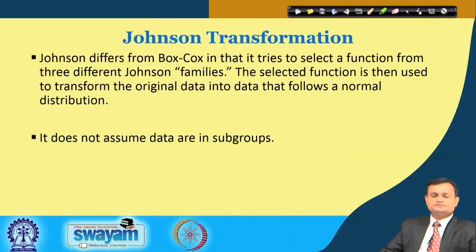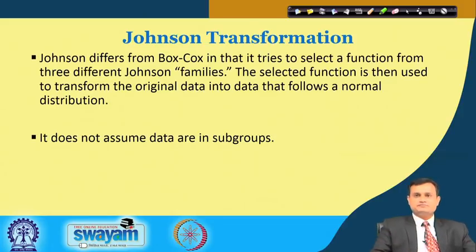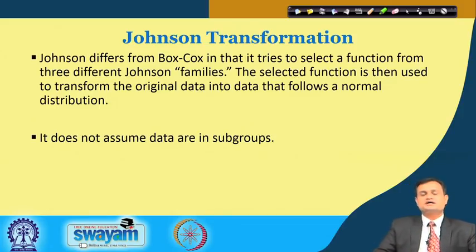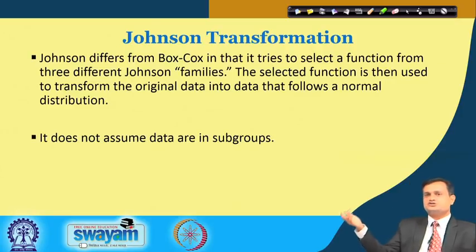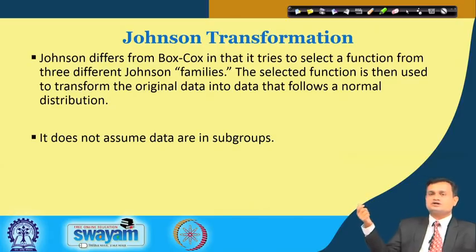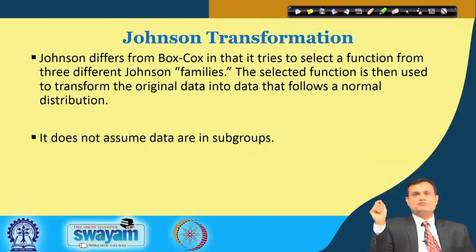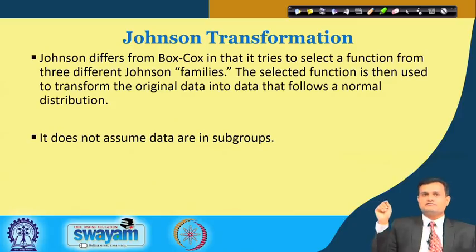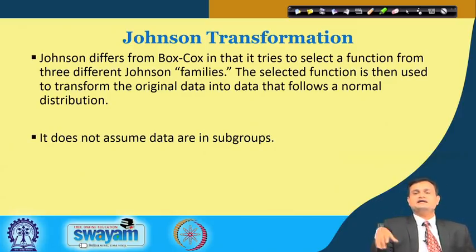So, you have Johnson's transformation, typically it differs from Box-Cox, and the difference is that it tries to select the function from three different Johnson families SB, SU, SL, and the selected function is then used to transform the original data. In case of Box-Cox, that transformation component was lambda, here you have 3 distribution families and typically it does not assume the data in subgroups.